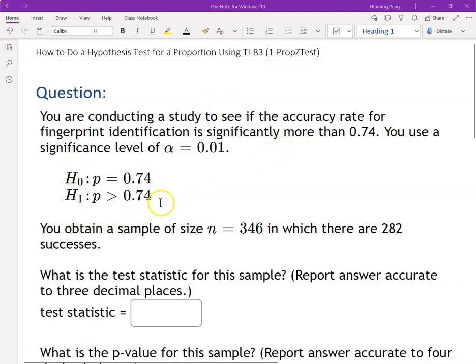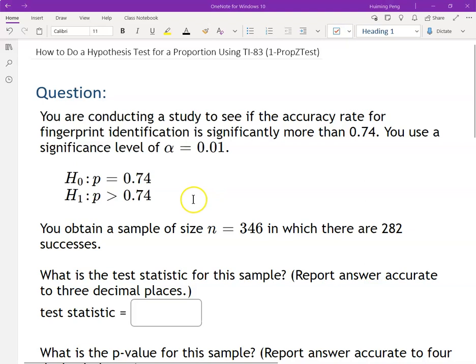Let's set up the hypothesis. The null is p equals 0.74. The alternative is H1, p is more than 0.74, which is our claim, right? The significance level alpha is 0.01, which means we allow 1% of the error. The data information here: the sample size n is 346. Success number is 282.